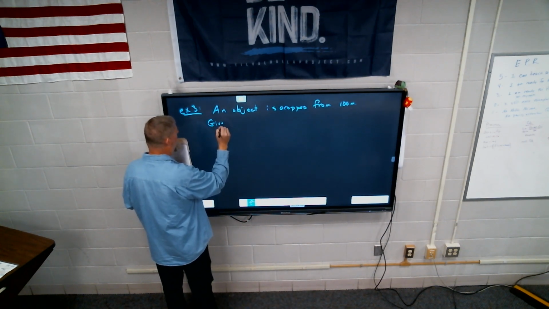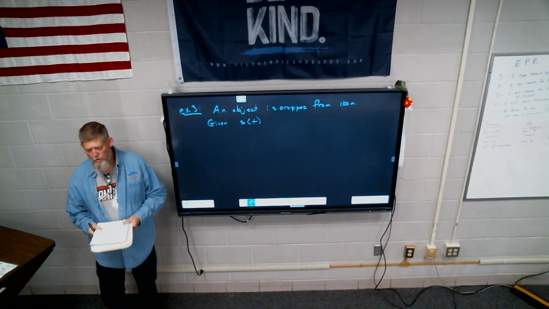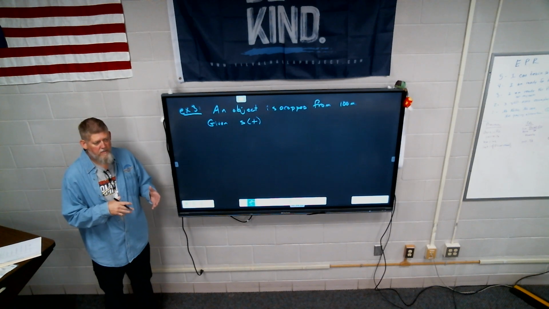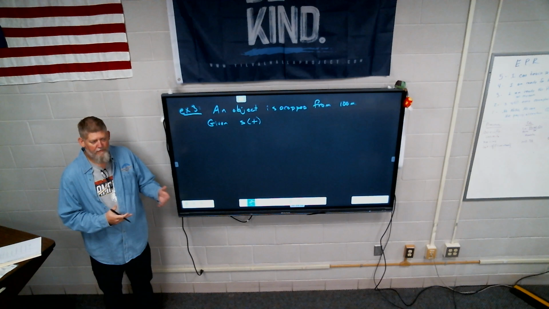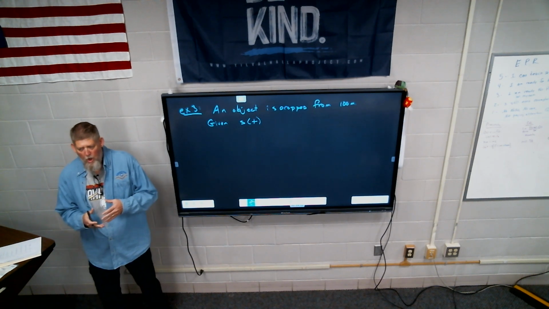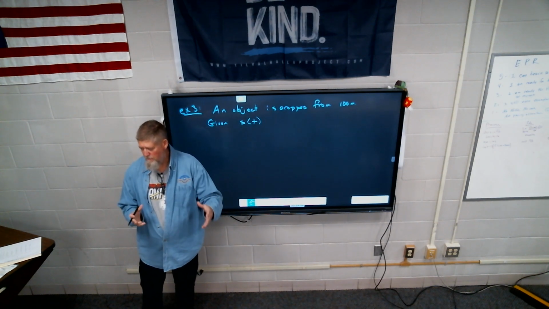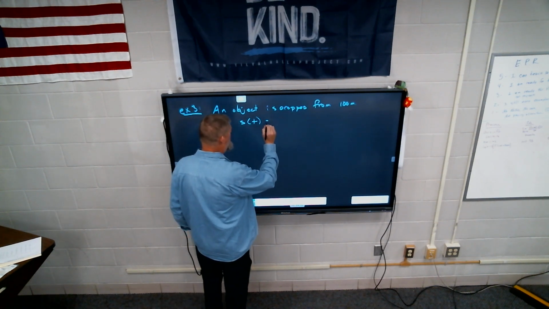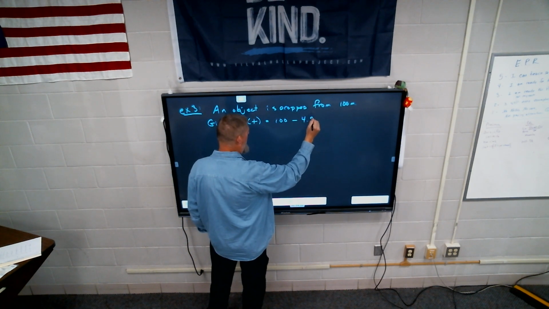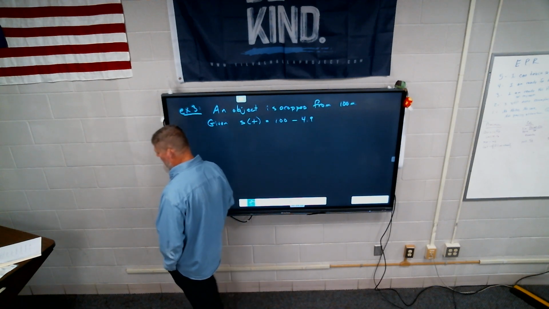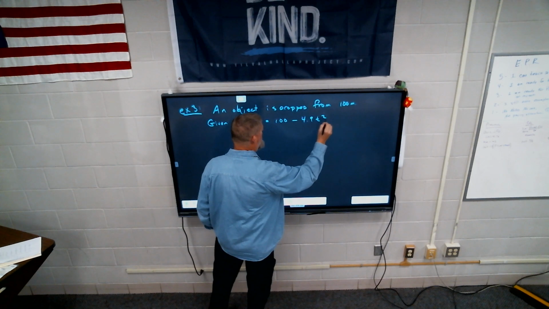Given S of t, I've changed the letters a little bit. Typically in calculus, S represents position, like where is it at? If I give you a function S of t, where is it at S equals 0? Where is it at S equals 1? How far has it moved? Where's its location? So S is usually position. S of t is going to be equal to 100, it starts at 100, minus gravity, 4.9 t squared.